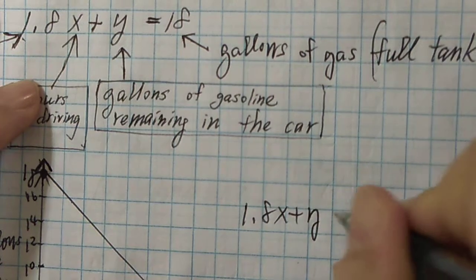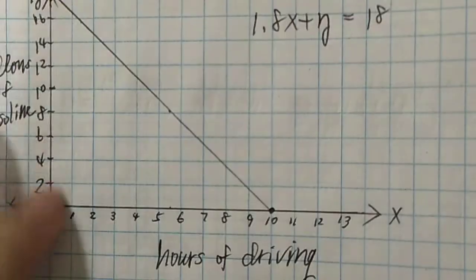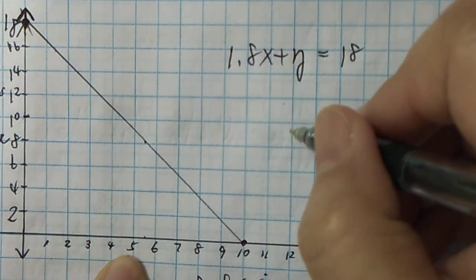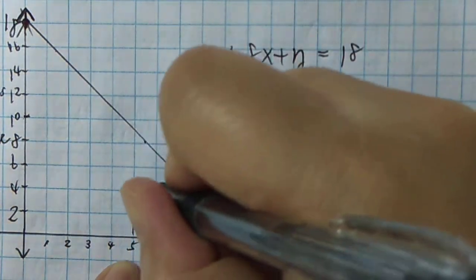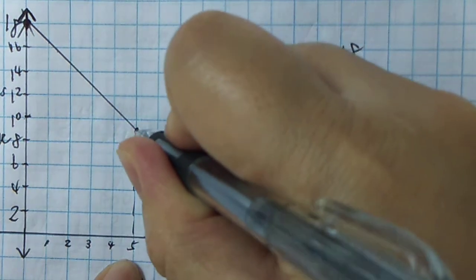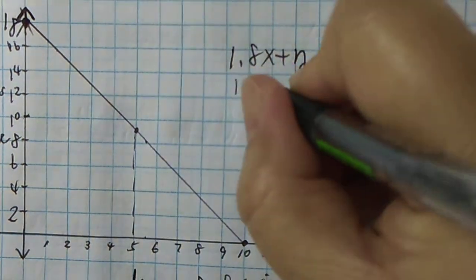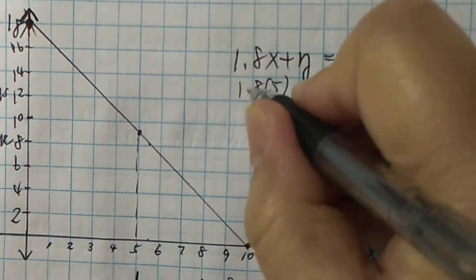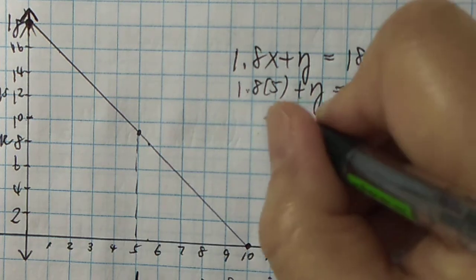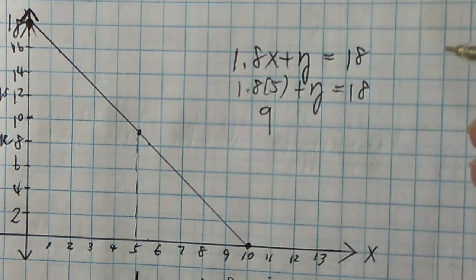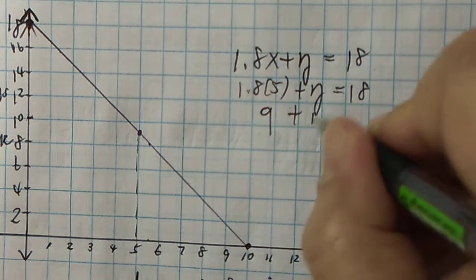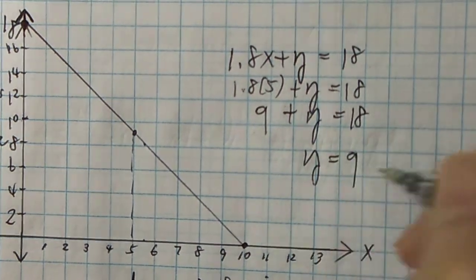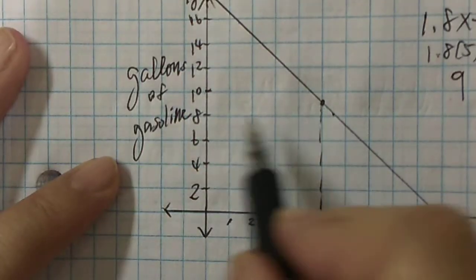1.8x plus y equals 18. Okay. Let's say that the x is 5. 1.8 times 5 plus y equals 18. Okay, 1.8 times 5 is 9. 9 plus y equals 18. y must equal 9. Let's see if it's true.